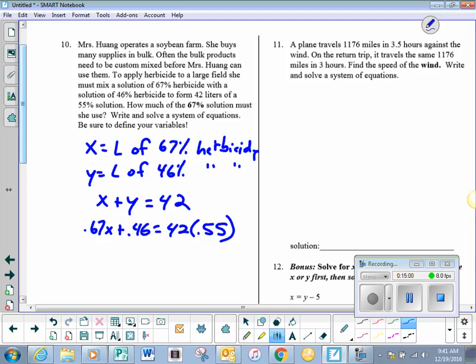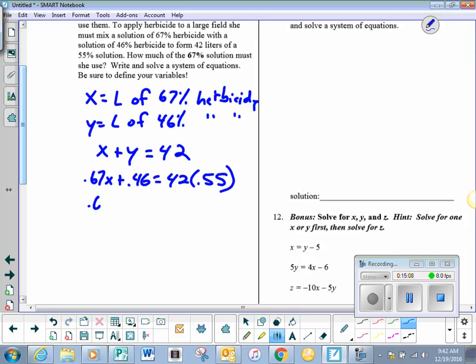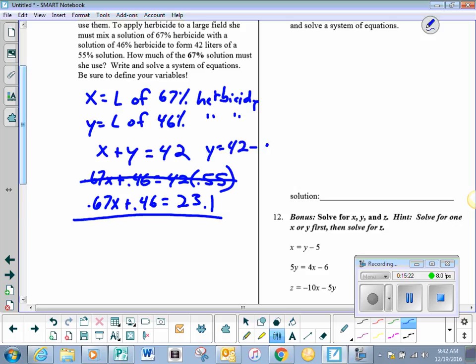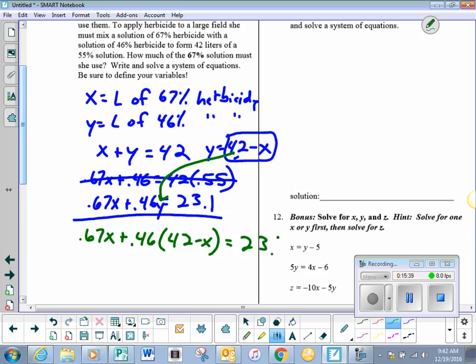Okay? We need to do a little simplification. So 42 times 0.55 is, what is it? Okay? Then I would use substitution. I could just subtract x and get y equals 42 minus x. So now I can substitute this in for y down here. That's a y, by the way. So I'm going to put this in down here. So I have 0.67x plus 0.46 times 42 minus x equals 23.1.